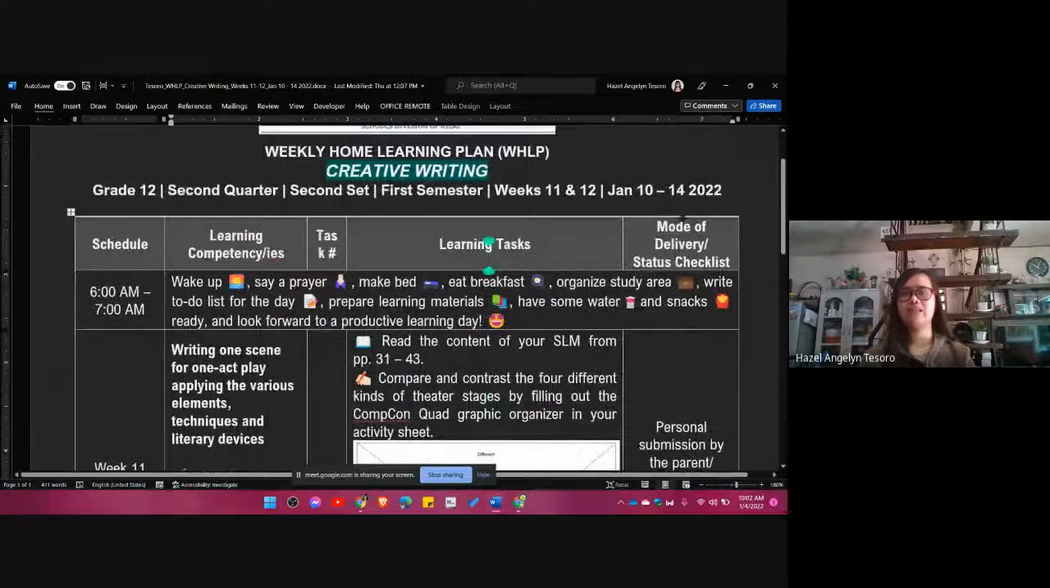So, paki-disregard na lang yung date, no? Because this is actually for January 3 to 7. Medyo napaaga ng bigay, no? Kasi akala ko January 10 to 14 kayo, no?